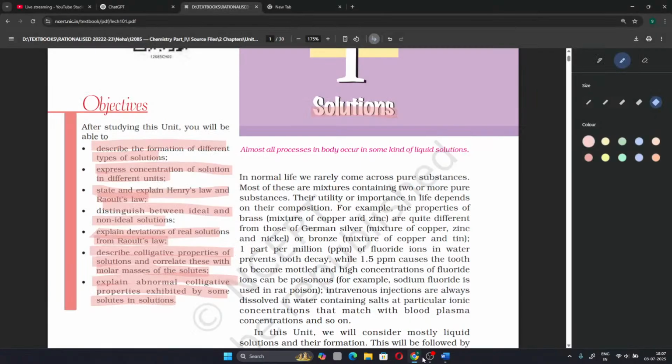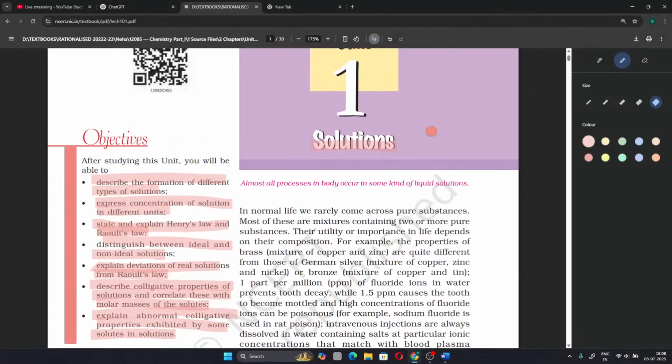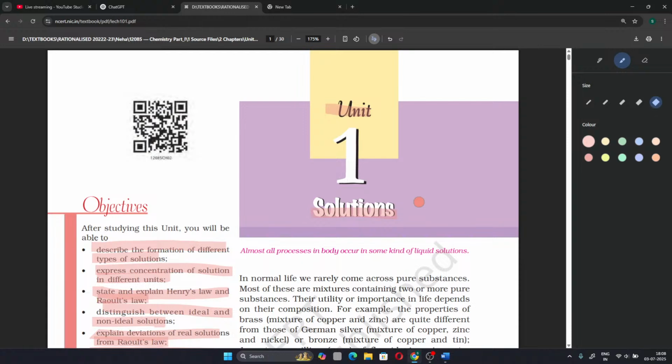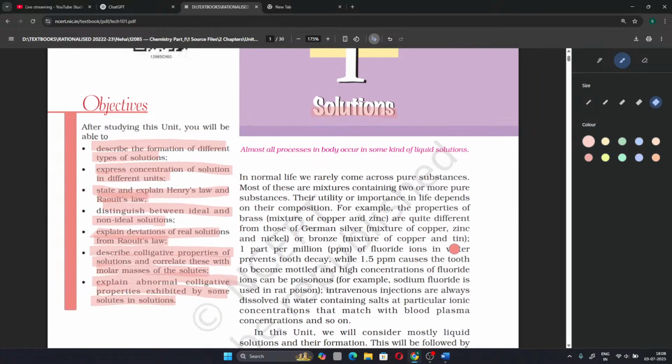Okay, this is Chemistry Chapter 1, Solutions, speed run, so I'll be reading somewhat fast. Almost all processes in the body occur in some kind of liquid solution.